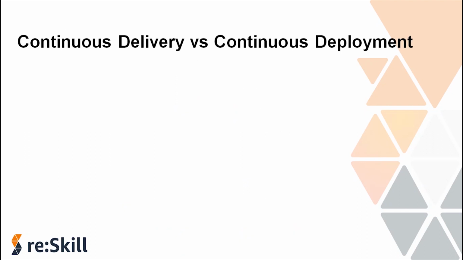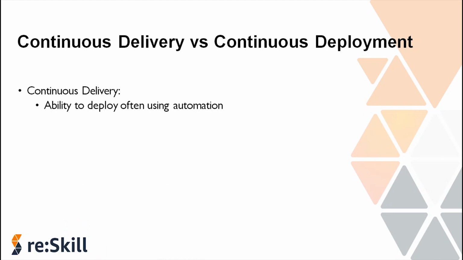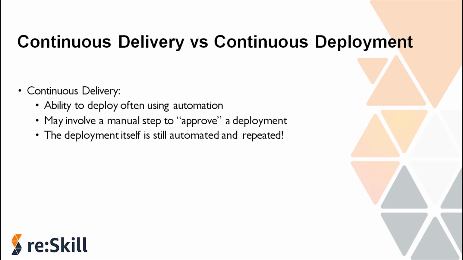As I mentioned earlier, CD refers to continuous delivery or continuous deployment. So let's compare the differences between these two. Continuous delivery means that you can deploy often using automation, but it may involve a manual step. For example, if you need to approve a deployment, usually just before production deployment, you may need to get it approved from your project manager. So you would use a manual step while setting up continuous delivery. Even though there is a manual step in here, the deployment itself is still automated and can be repeated.